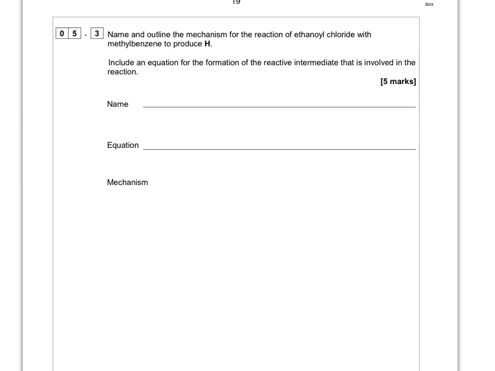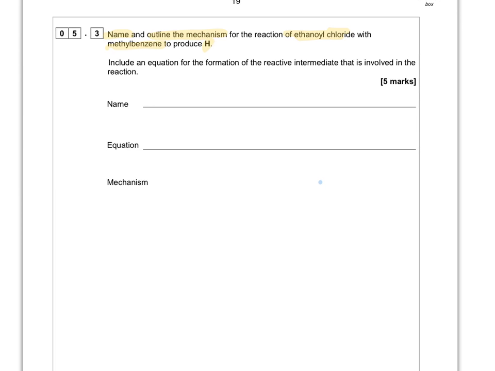Examiners tend to be very lazy, and this question has come up for the last 10-20 years. So the question wants you to name and outline, so I'm going to highlight that so I don't forget. Name and outline the mechanism for the reaction of ethanoyl chloride with methylbenzene to produce molecule H. Seem to have forgotten what molecule H is. I'm just going to skip backward. Now I remember what H is, so I'm going to draw H again.